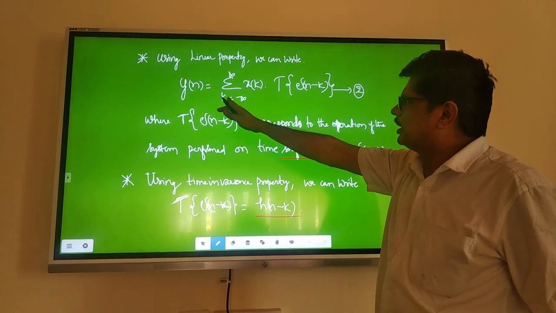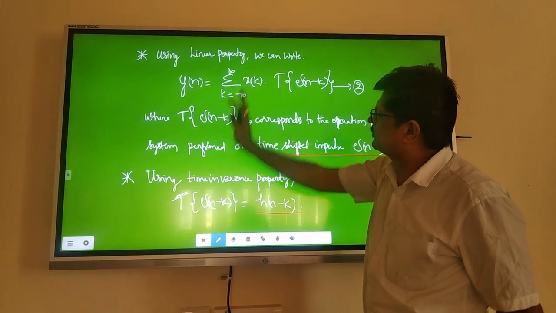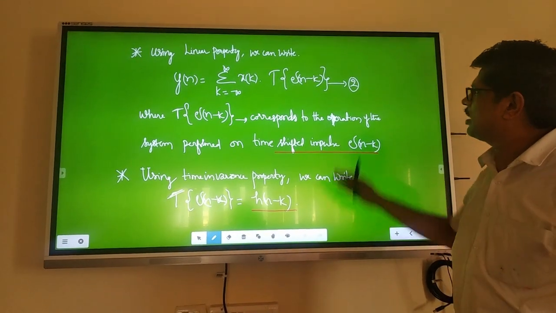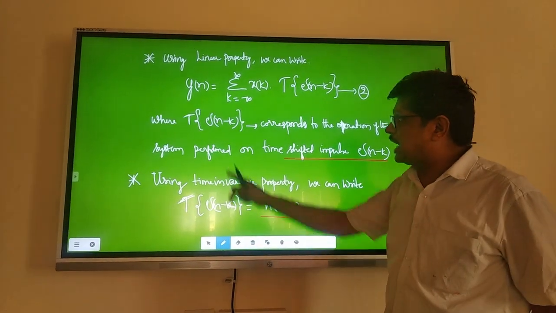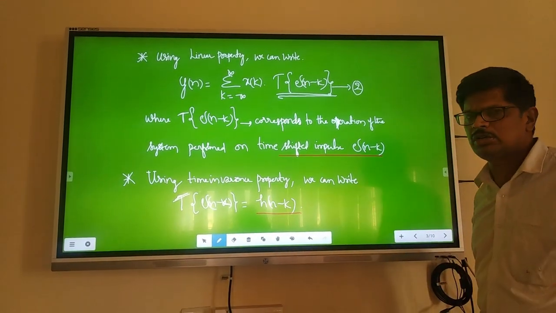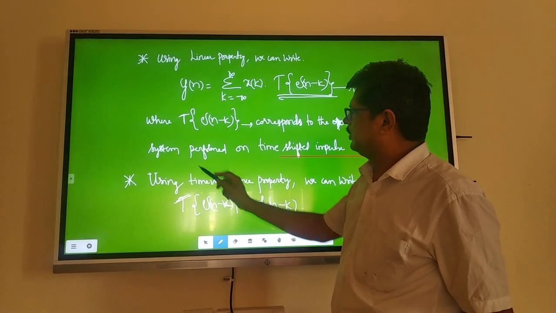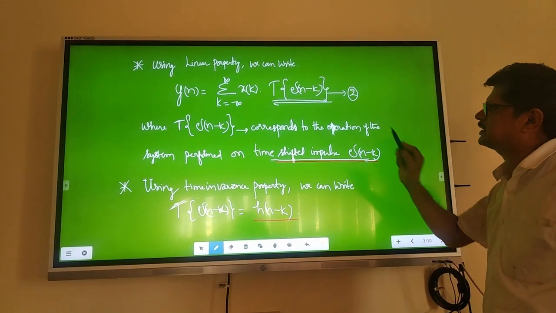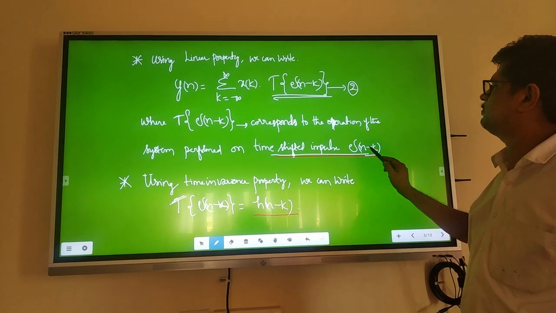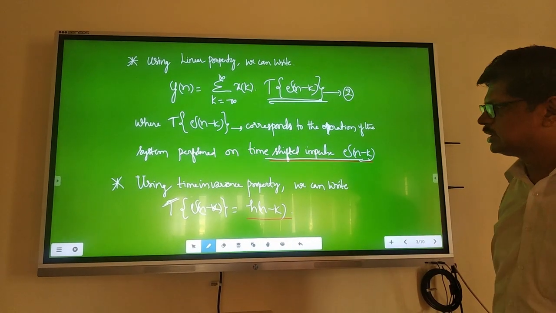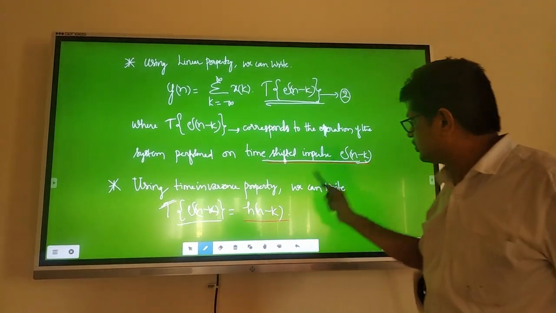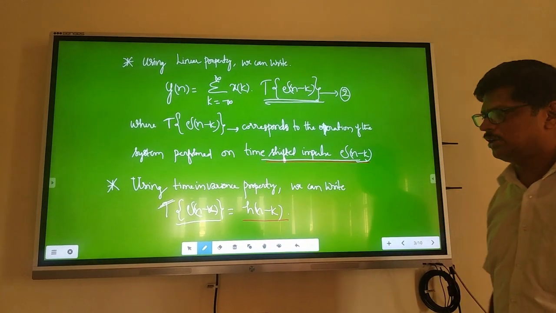First, using LP, the linear property, you can write summation k equals minus infinity to plus infinity x of k into the transform of delta of n minus k, which I want. Call it equation number 2. Then the transform of delta of n minus k corresponds to the operations of the system performed on the time shifted impulse delta of n minus k. Now, using the time invariance property, we can write the transform of the shifted impulse delta of n minus k as h of n minus k.